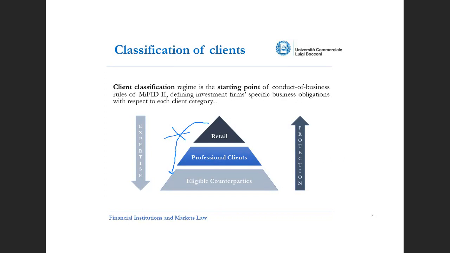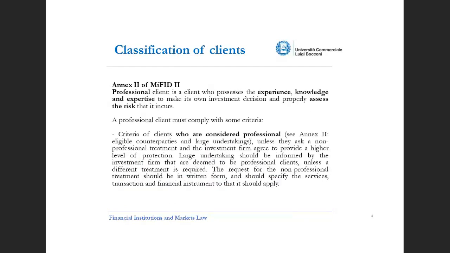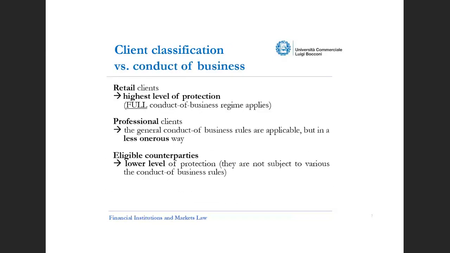This is considered as an excessive upgrade of the client because an eligible counterparty effectively loses all of the protection, practically all of the protection that is provided under MiFID conduct of business rules. Okay, in fact, this is the classification. Retail clients get the fullest and highest level of protection under MiFID. Professional clients are in an intermediate area. Eligible counterparties get the lower level of protection.